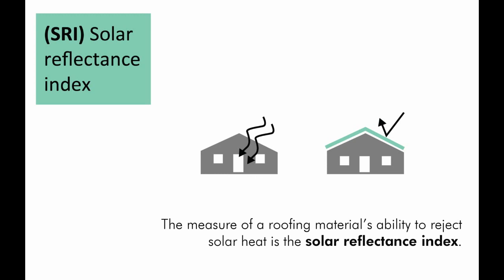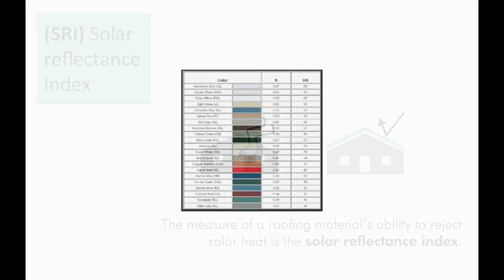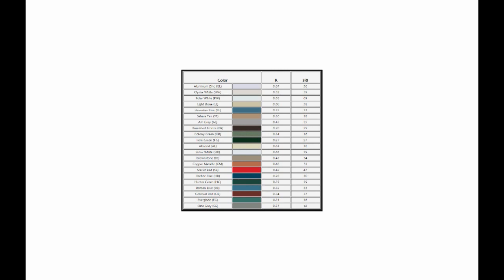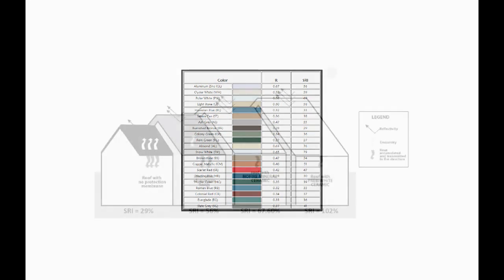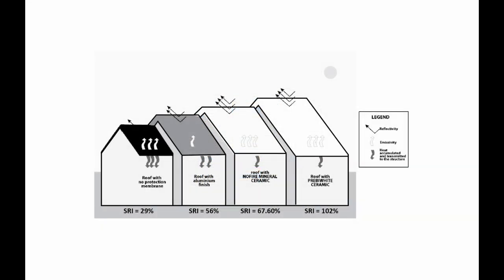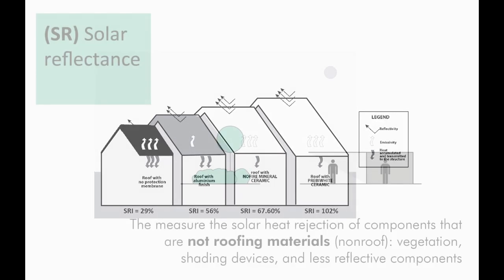SRI is another terminology that should be defined. A roofing material's ability to reject solar heat is the Solar Reflectance Index. In this table, we can see SRI values of different materials. As you can see in this picture, the dark roof with no protection has the lowest SRI value, while the roof with white ceramic has the highest SRI value because white color reflects more light.